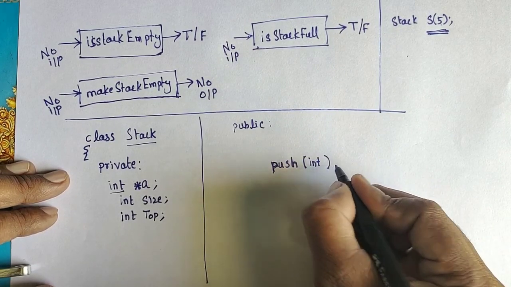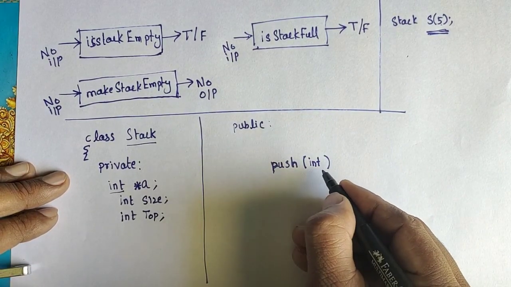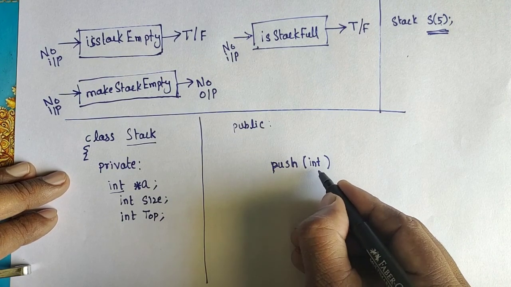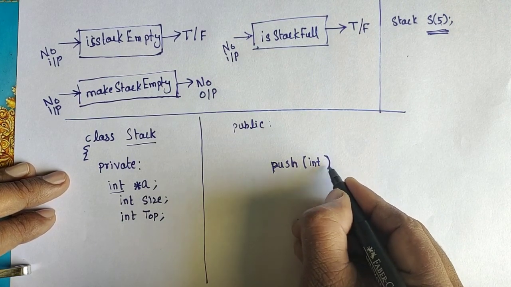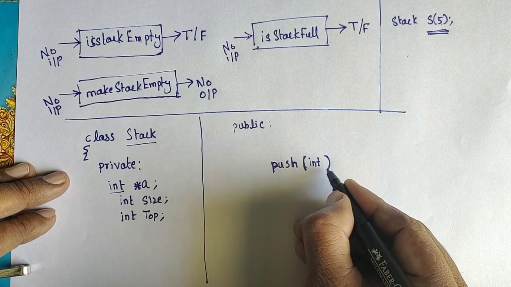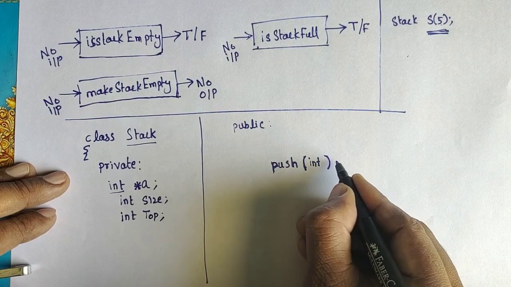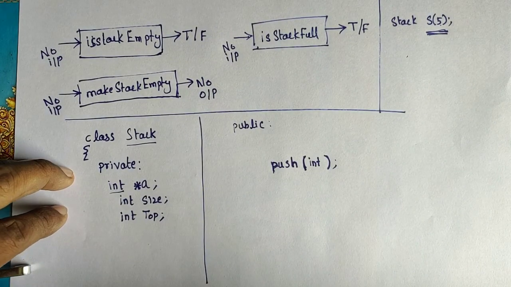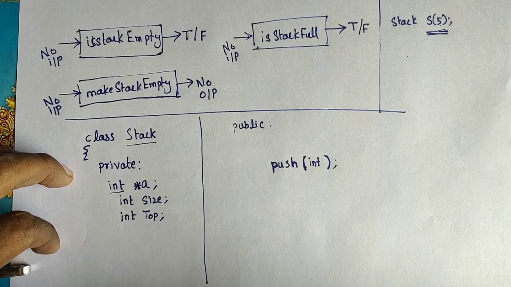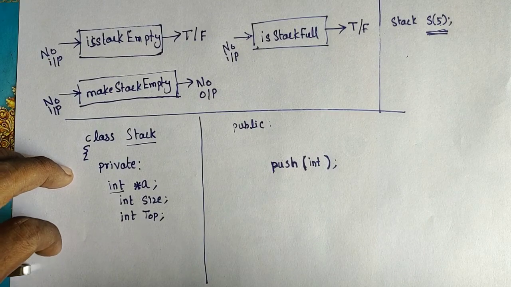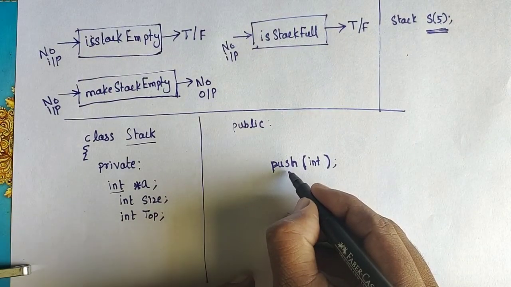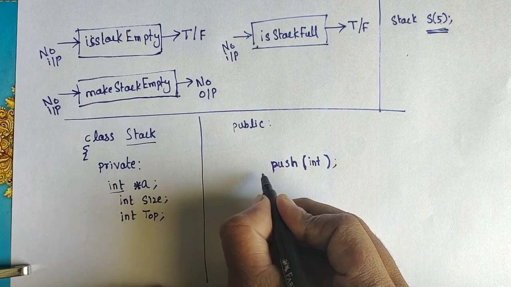So I need to use int as an input. Usually the input you want to pass to a function is possible with parameters. So I need to mention the parameter, one input I need, that input type is int, like that I have to fix. And the function is going to return only a single value. Single value means either true or false. So if you want to return true or false, I have to mention the return type.